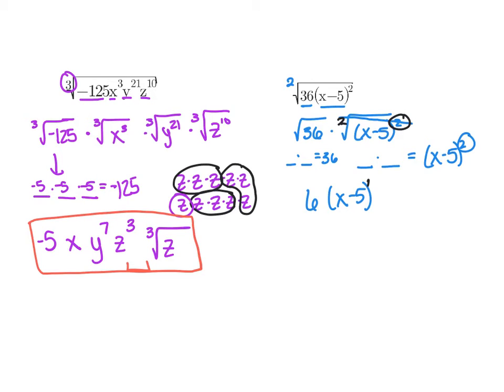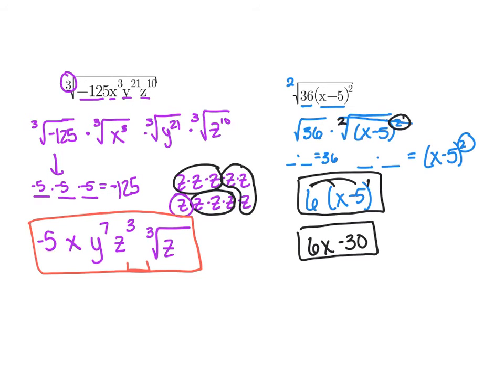We can actually leave this as is in factored form, or if you really want to, you can distribute. I'm perfectly fine with either answer. Okay. But that x minus 5 to the second power is no different than when it was like a squared or b squared, okay?